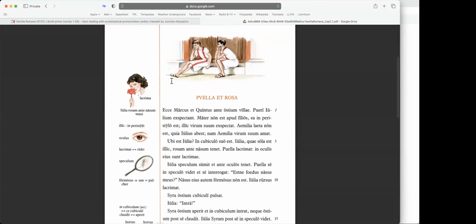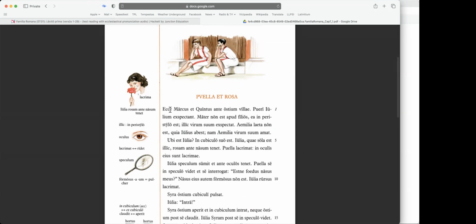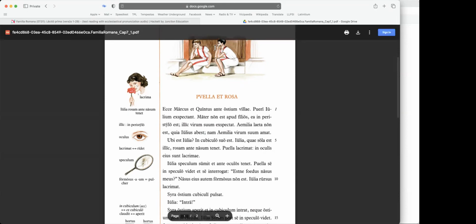Ecce Marcus et Quintus ante ostium vile, puere Julium expectant. So if you're being a little flowery, you'd say behold, but here, look, Marcus and Quintus are in front of the door of the villa. Okay. Puere Julium expectant, the boys are expecting Julius.